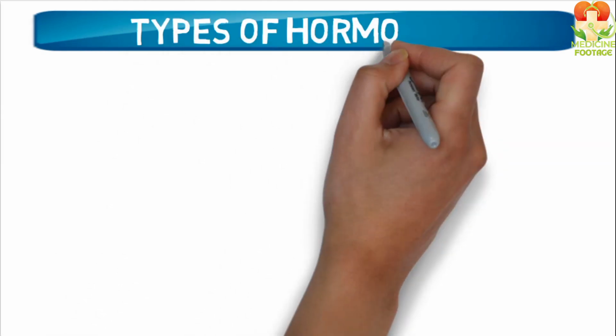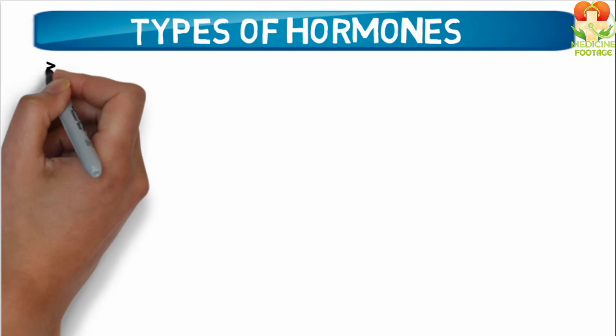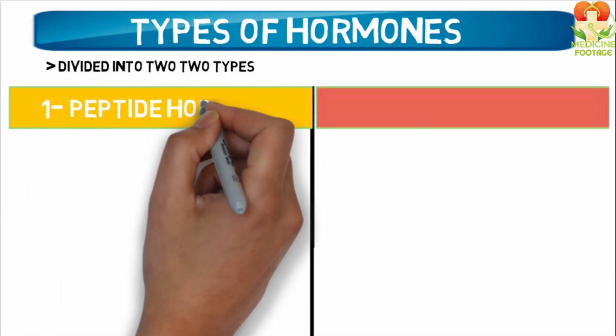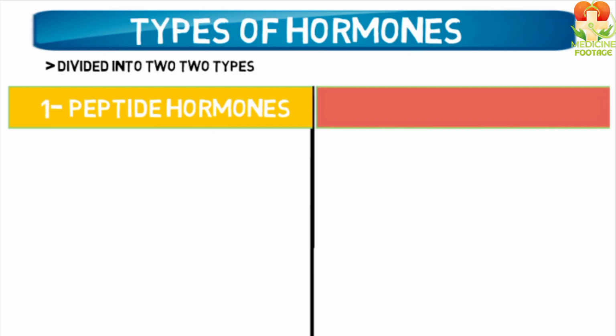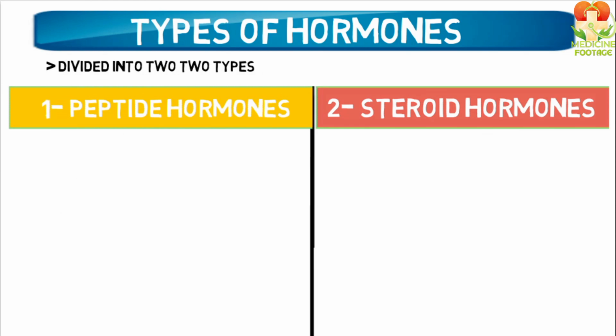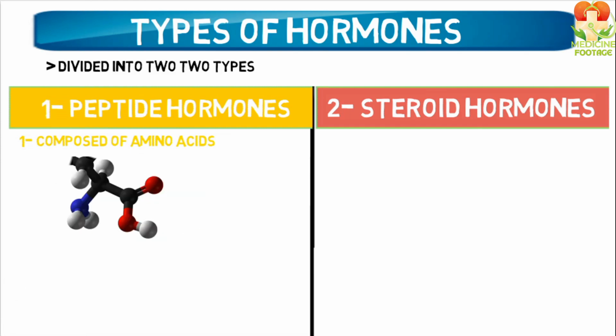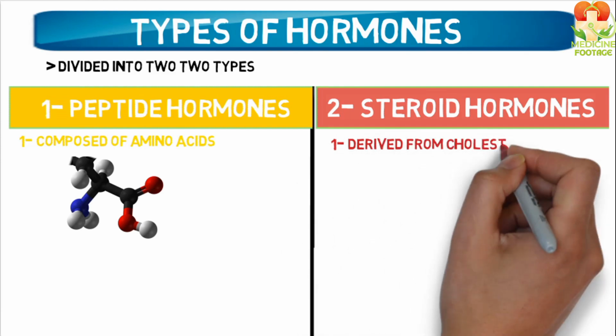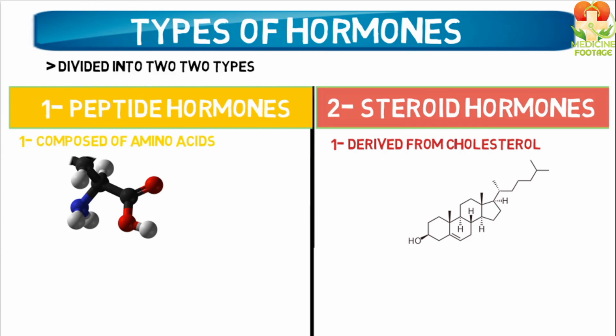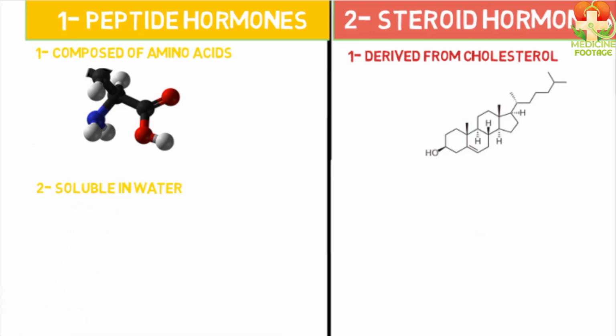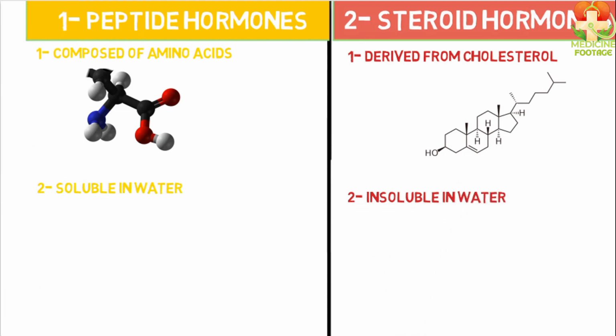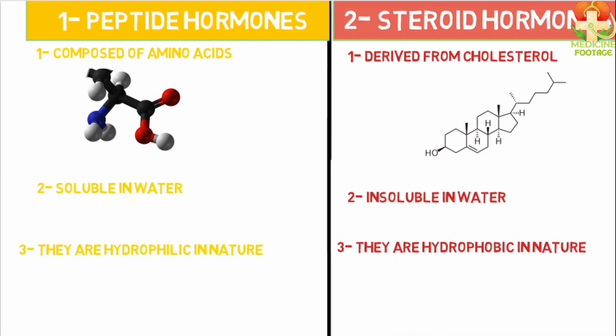Now, let's move on to the types of hormones. Students, there are two types of hormones. One is peptide hormones and the other is steroid hormones. The word peptide itself indicates that these are made of amino acids. Similarly, if we talk about steroid hormones, they are made from cholesterol. Talking about peptide hormones, they are water soluble, while steroid hormones are water insoluble. Peptide hormones are hydrophilic, but steroid hormones are hydrophobic.